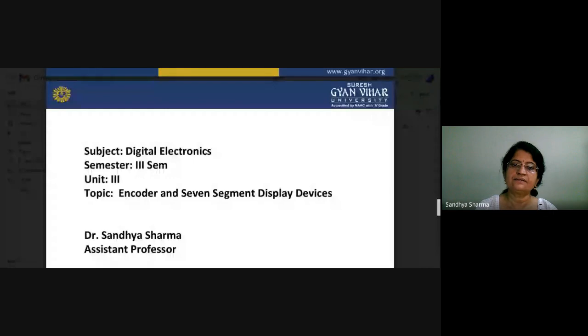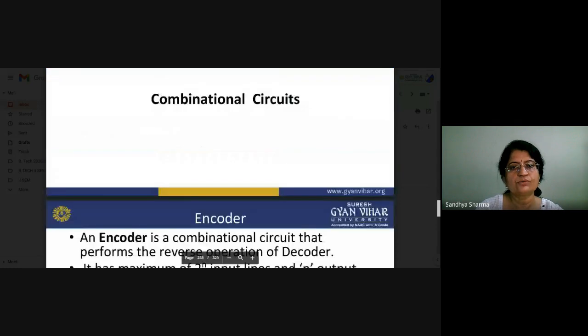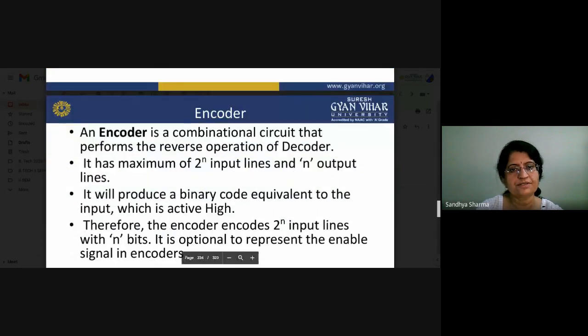Students, in this lecture, we will discuss encoders and 7-segment display devices. First of all, we will discuss encoders. Encoders are basically combinational circuits. So what is an encoder? An encoder is a combinational circuit that performs basically the reverse operation of a decoder.